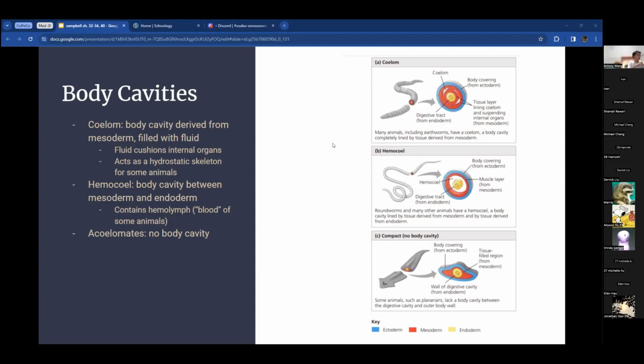The second type of body cavity is called a hemocoel. If you look to the right, this hemocoel is between the mesoderm and the endoderm. Above, in the coelom, the body cavity was entirely within the red, entirely within the mesoderm. In the middle, the inside is yellow. That's the endoderm.